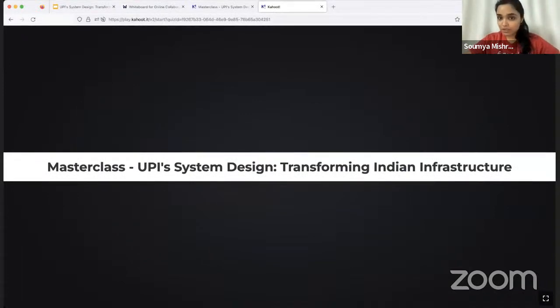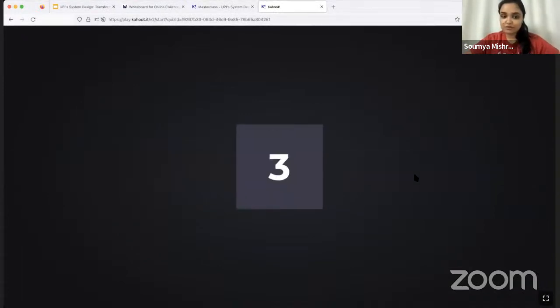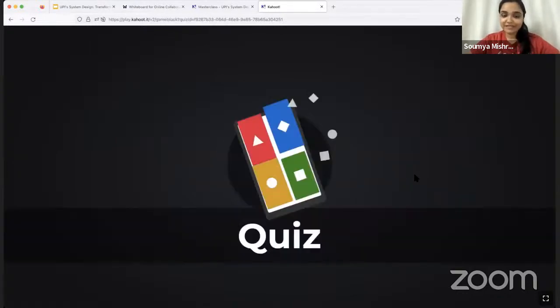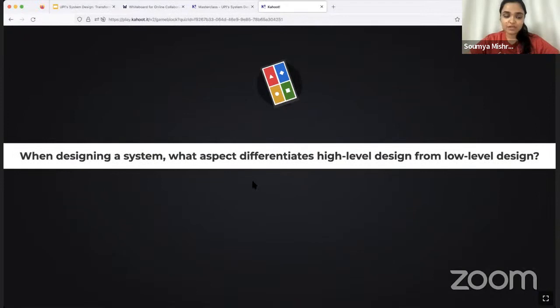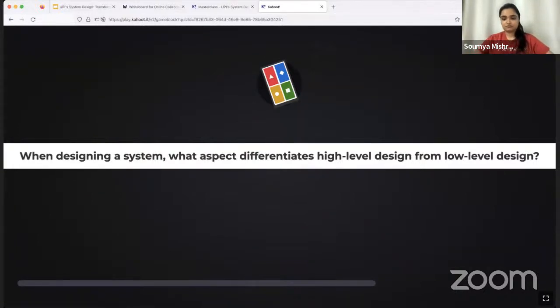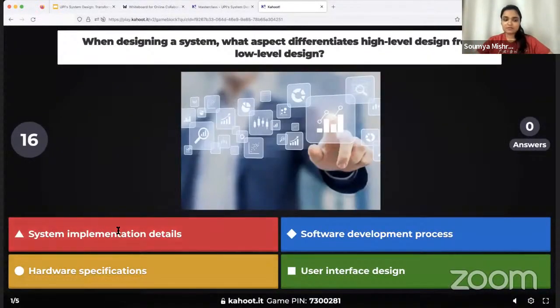You have to be quick also, okay, because time is also an important thing over here. So you have to be correct and quick, okay? When designing the system, what aspect differentiates high-level design from low-level design? System implementation details, hardware specification, software development process, user interface design. What is the main difference between high-level and low-level system design?